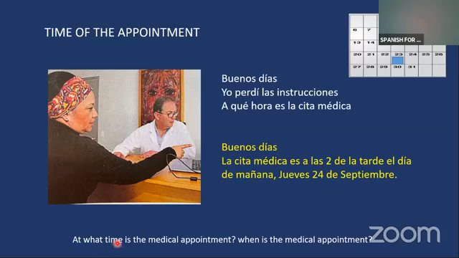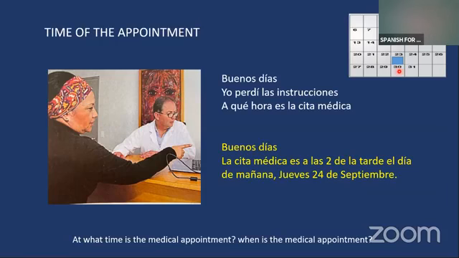So at what time is the medical appointment? 2 de la tarde, 2 in the afternoon. When is the medical appointment? Is going to be el día de mañana, tomorrow. Maybe the sentence probably should have ended there. It's tomorrow at 2, period. But I make it a little bit harder. Jueves means Thursday, the 24th, and September. Thursday, 24th of September.